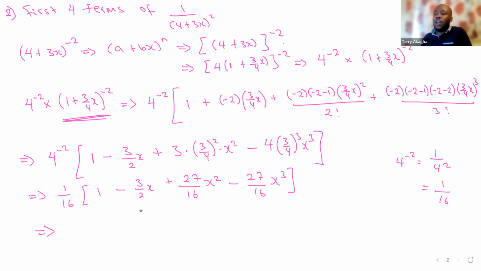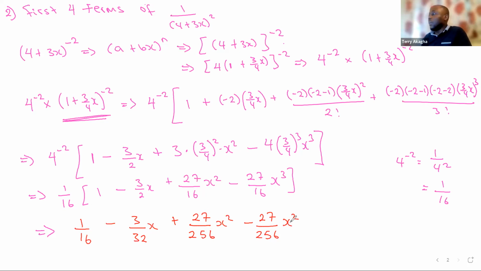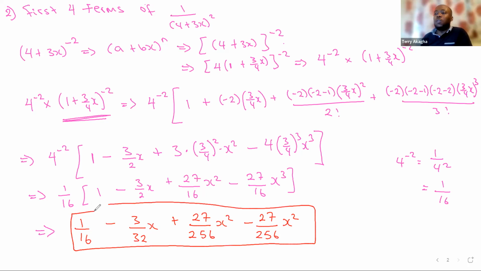Then the next thing is that I then have to open the bracket. So 1/16 times 1 will give me 1/16. 1/16 times minus 3/2 should give me minus 3/32x when you press your calculator. 1/16 times 27/16 should give me plus 27 over 256x squared. And 1/16 times minus 27/16 will give me minus 27 over 256x cubed. Okay, and that will be the end of the first 4 terms for this question.